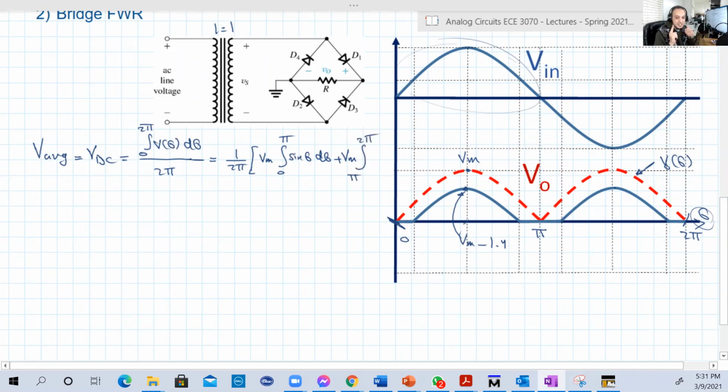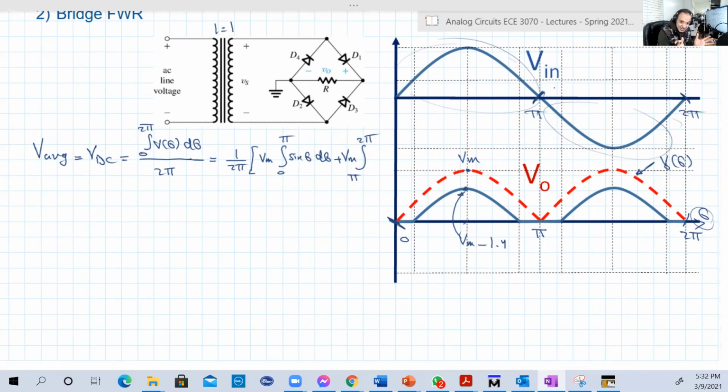This is minus sine theta, because sine theta from pi to 2 pi is negative. Sine theta gives a positive value if theta is between 0 and pi, and gives a negative value if theta is between pi and 2 pi. So this is basically minus sine theta.